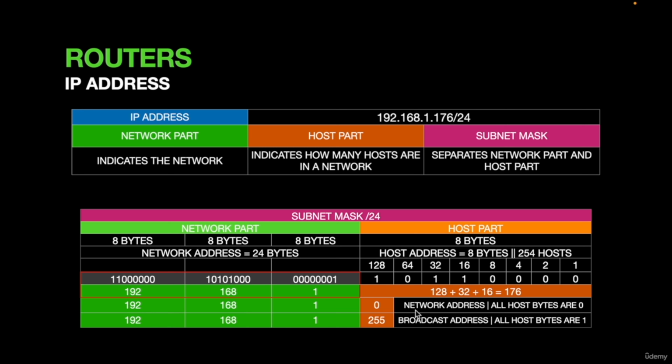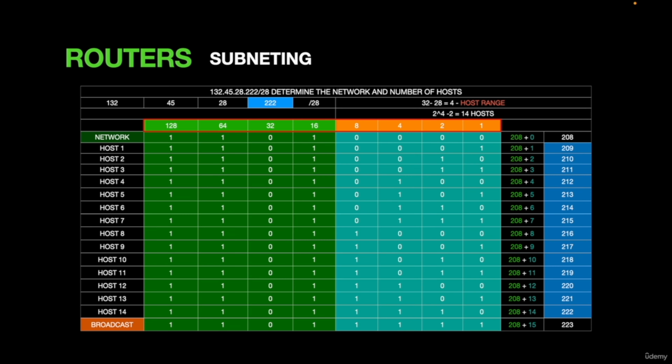The network address is identified when all host bits are 0. So any bit here will have a value of 0. In our case, the network, as I said, is 192.168.1.0. And also an important part is the broadcast address, which is when all host bits are equal to 1. So in this case, the broadcast address will be 192.168.1.255.